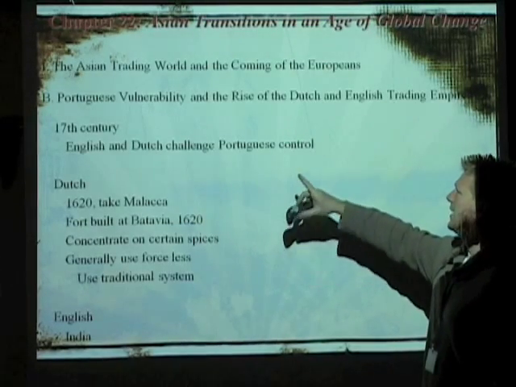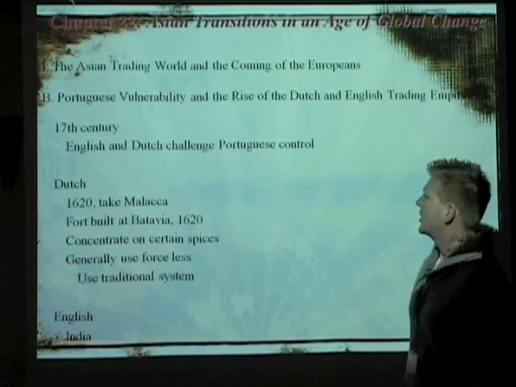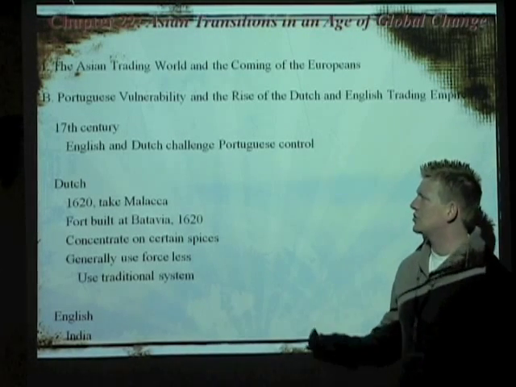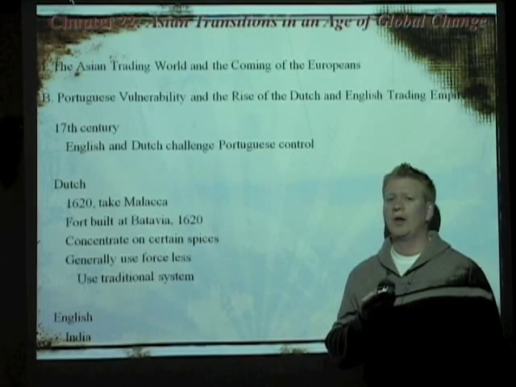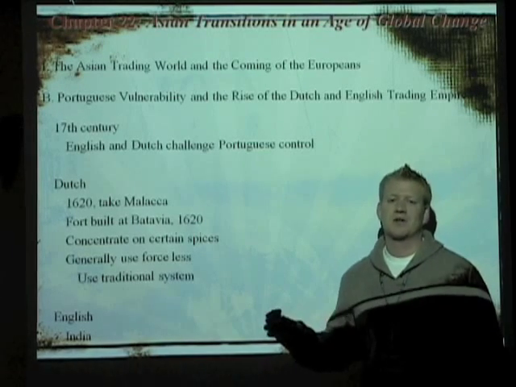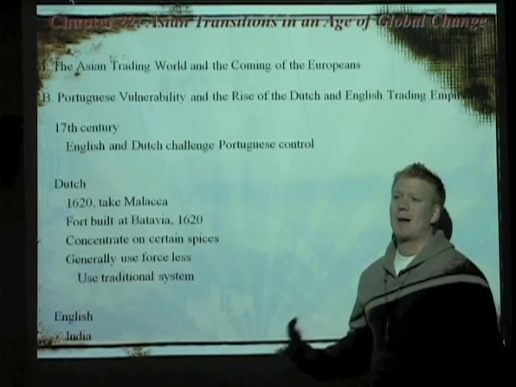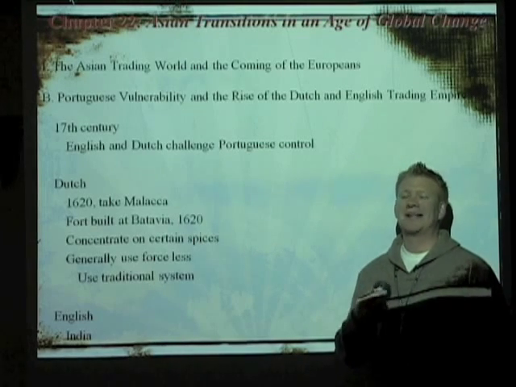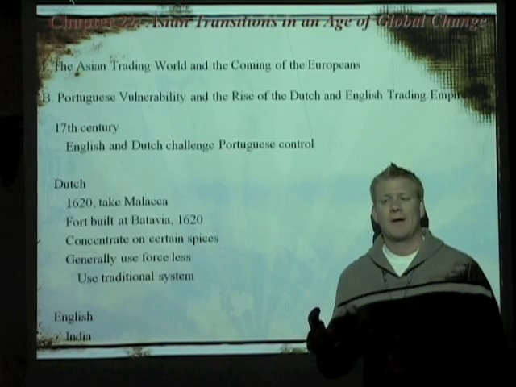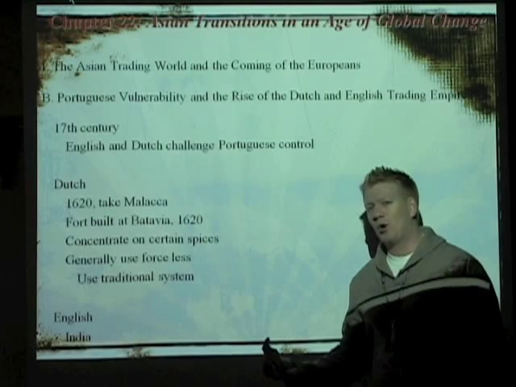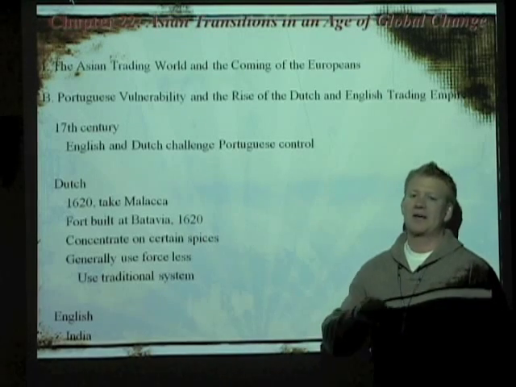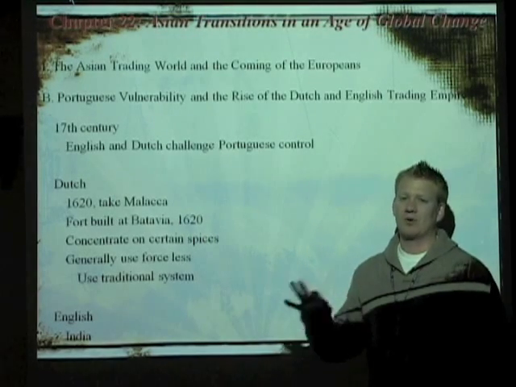Portuguese vulnerability and the rise of the Dutch and the English trading empire. In the 17th century, English and Dutch challenged the Portuguese control. The Portuguese had spread themselves too thin, as I just mentioned, trying to monopolize the area. Portugal didn't have a large population to begin with, and then bringing a large amount of people over to control the spice trade, because it was in such a vast region, they were spread out.